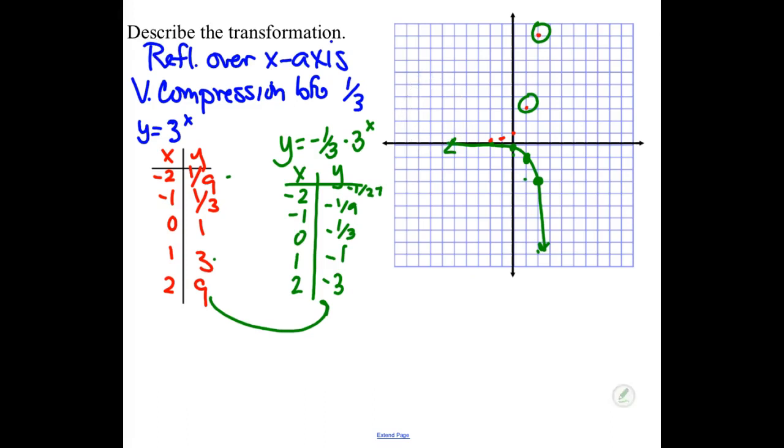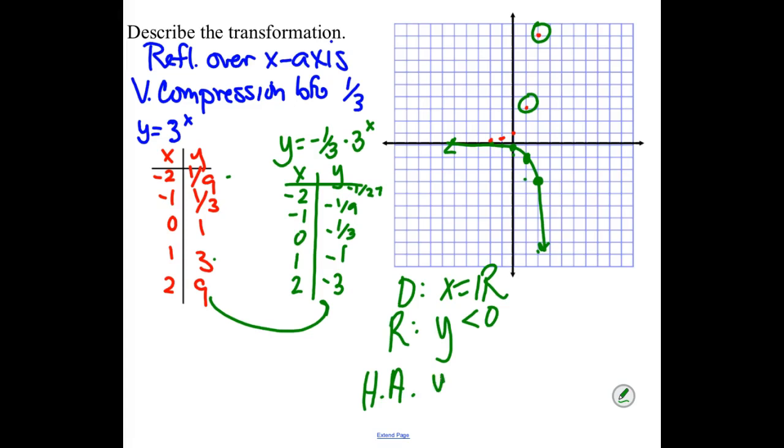All right. Domain. Range. Y is less than 0 on this one, right? Or underneath. Asymptote. I'm going to refer to that as horizontal asymptote, HA. What's the equation for that? Okay.